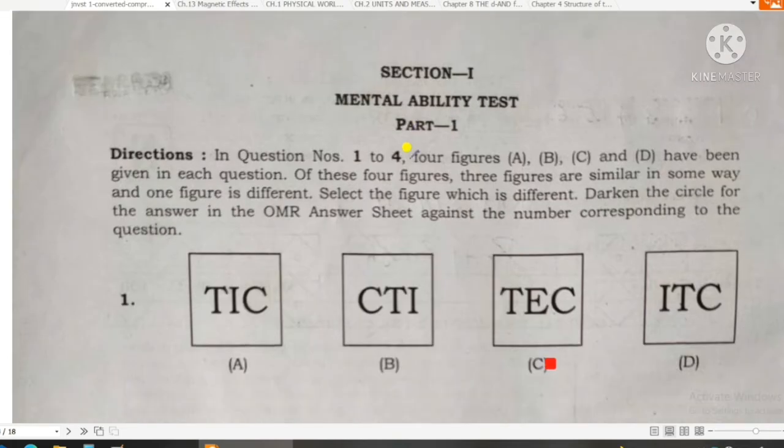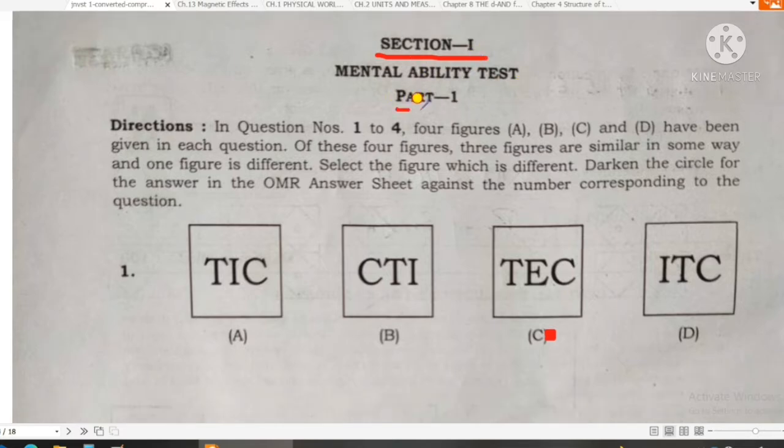Now here the question paper starts. In the first section you can see the mental ability test. In the mental ability test, this is part 1. Now in this question, what are the instructions?